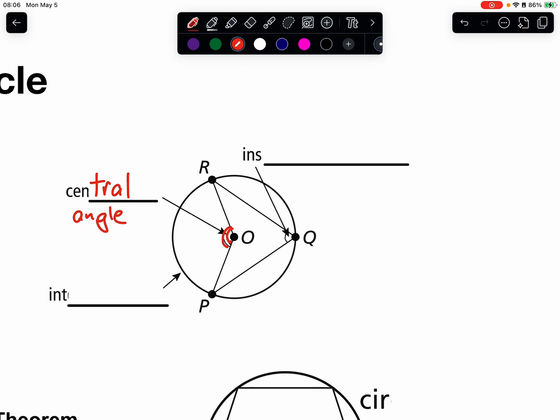And then another thing that we kind of know, but we're giving it a new name, this arc that I tried to trace is called an intercepted arc. Oop, D at the end. And then finally, the new idea is an angle whose vertex is on the circle. Inscribed angle.